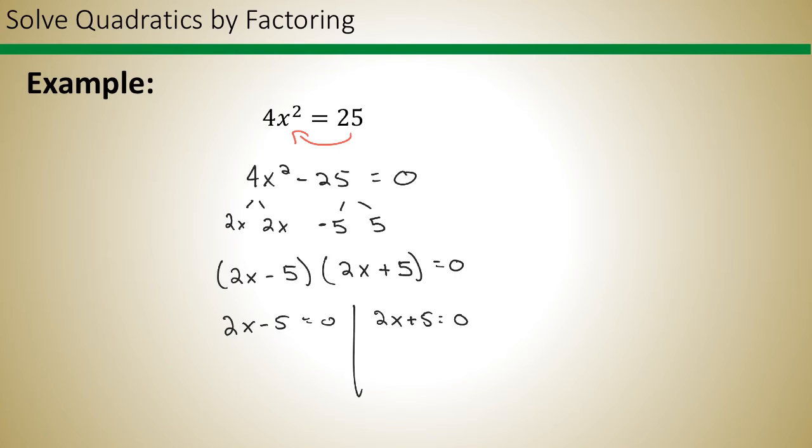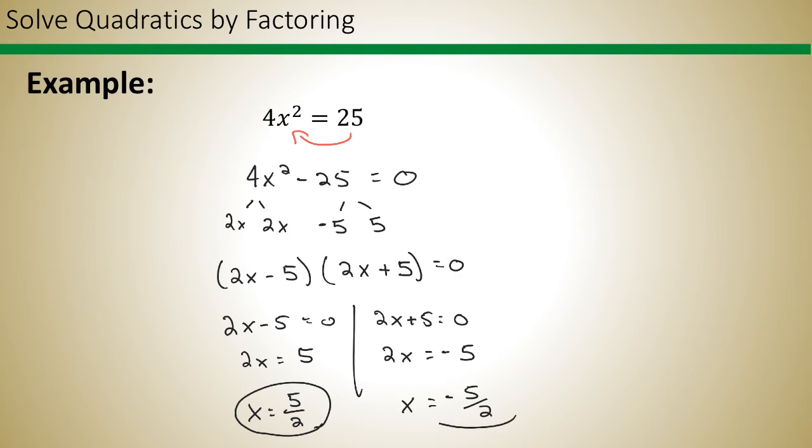So on this first one, I'm going to add 5 to the other side, and that gives me 2x is equal to 5. And then we're going to divide by 2, and we get x is 5 halves. The other one, we're going to subtract 5 from both sides, so that'll give me 2x is -5, and again, divide by 2, so x is -5 halves. And those are the solutions for this one.